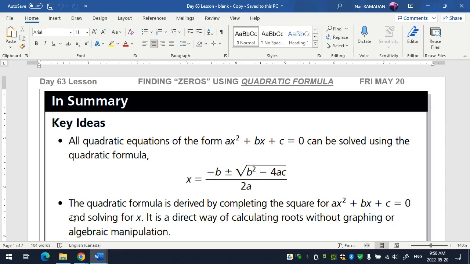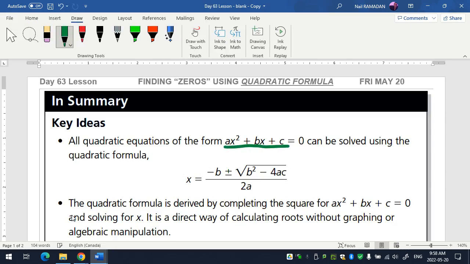Key ideas. I took this snapshot from the textbook that we used to use, not anymore. All quadratic equations of the form, can you tell me what form this is? Remember, there are three forms for quadratics: factored, vertex, standard. Which one is definitely this one? Nope. Why could this never be factored? What does it have to have to be factored? How many sets of brackets? At least one set of brackets.